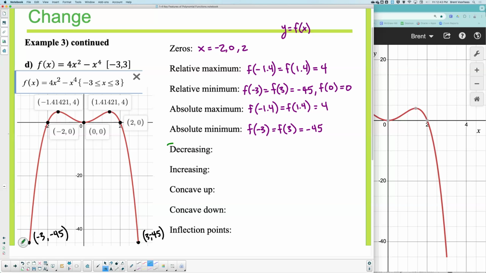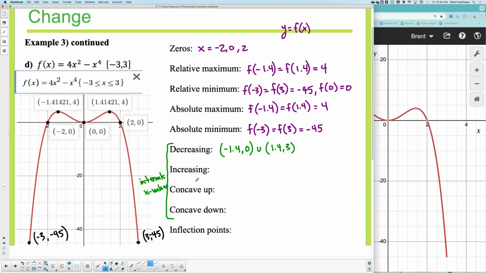Okay, these will be our intervals. Decreasing. Does this graph ever decrease? Yes, from where to where? I hear -1.4 to 0. I agree with that. That's decreasing. And again, intervals means x values. So that's why we're only doing x's here. So -1.4 to 0. Anywhere else it decreases? 1.4 to 3. Good, from 1.4 until 3.